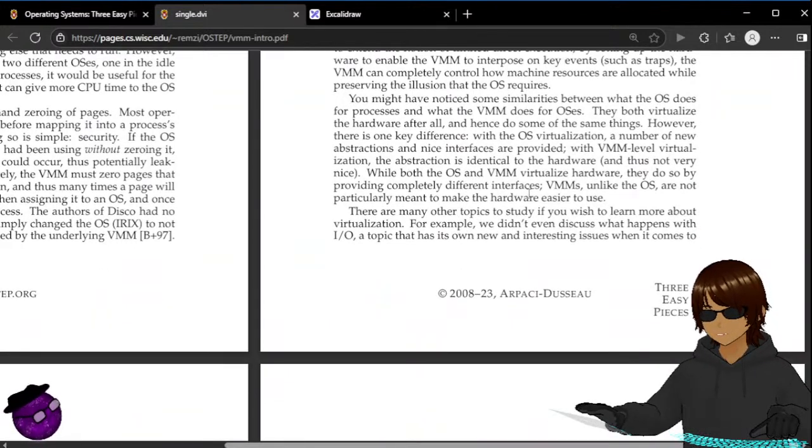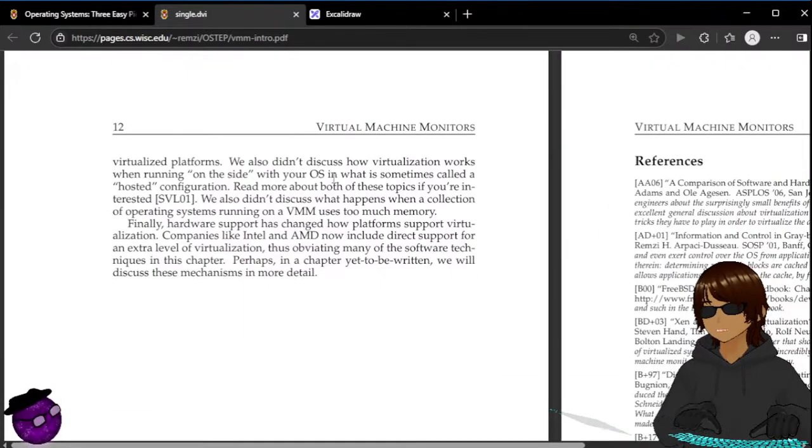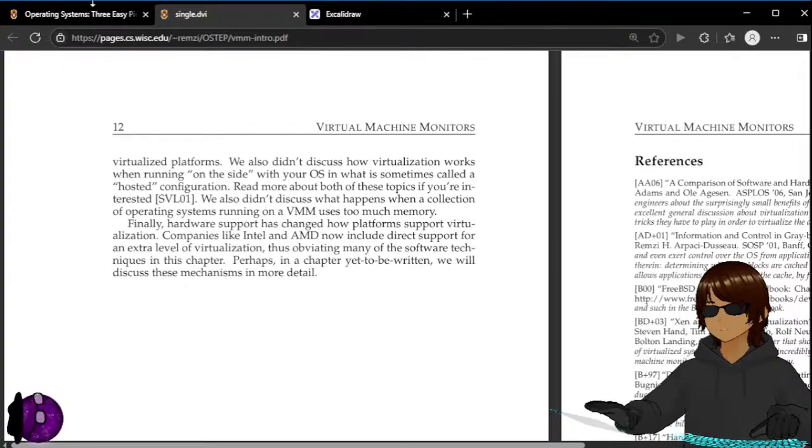There are many other topics to study if you wish to learn more about virtualization. For example, we didn't even discuss what happens with I/O, a topic that has its own new and interesting issues when it comes to virtualized performance. We also didn't discuss how virtualization works when running on the side with your OS in what is sometimes called a hosted configuration. Finally, hardware support has changed how platforms support virtualization. Companies like Intel and AMD now include direct support for an extra level of virtualization, thus obviating many of the software techniques in this chapter. Perhaps in a chapter yet to be written, we will discuss these mechanisms in more detail.